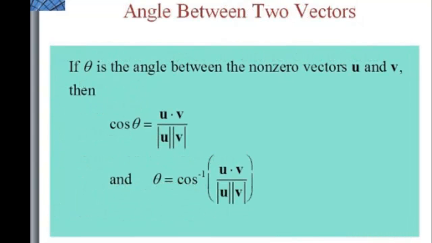One of the uses of dot products is to find the angle between two vectors. If theta is the angle between the non-zero vectors u and v, then cosine theta is the dot product of u and v divided by the magnitude of u times the magnitude of v. So to find theta, we take the arc cosine of all that. In the next slides, I'll show you how to apply that.